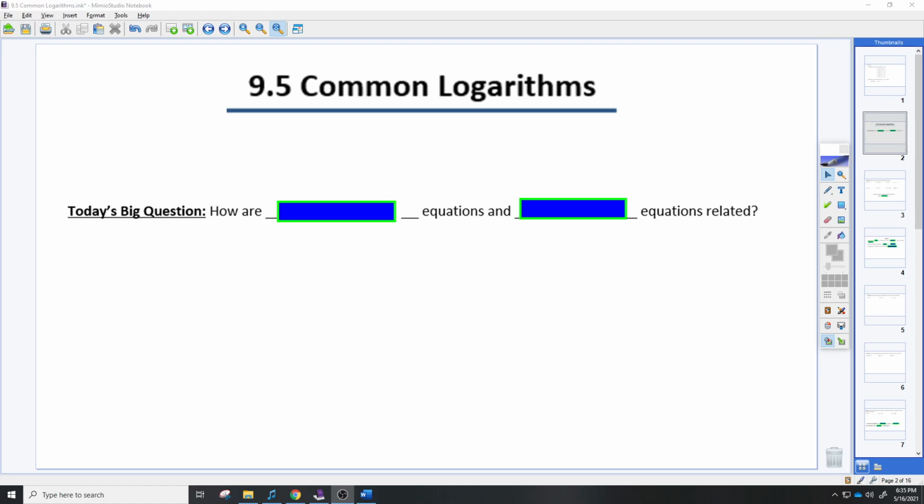So 9.5 has an interesting title. It's called Common, this word here is Logarithms. We're going to talk about common logarithms.